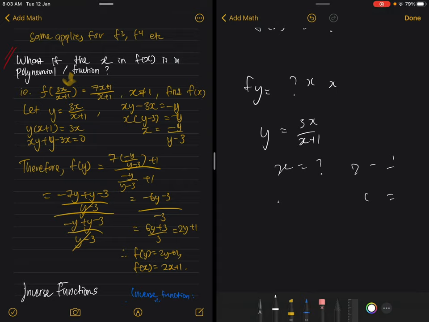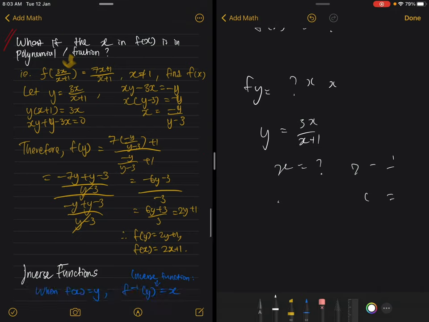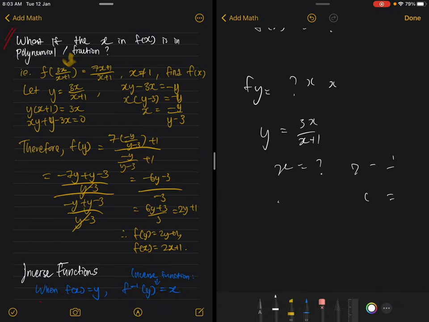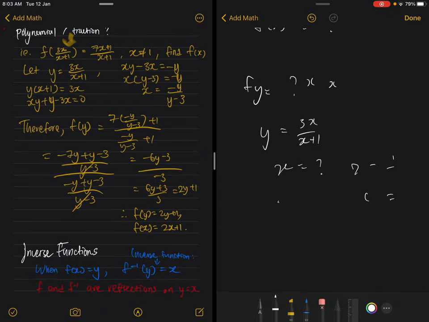So with that in mind, Fy equals to 7, we know what the value of x is now. So sub x with this value. And after that, you just do it one by one, slowly, and in the end, you will get Fy equals to 2y plus 1.